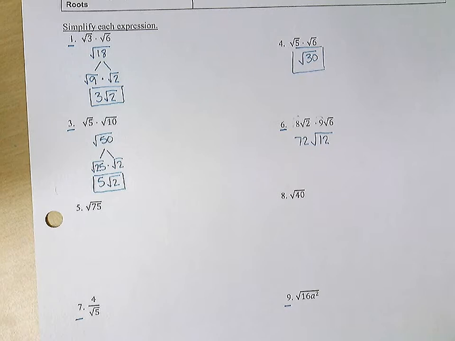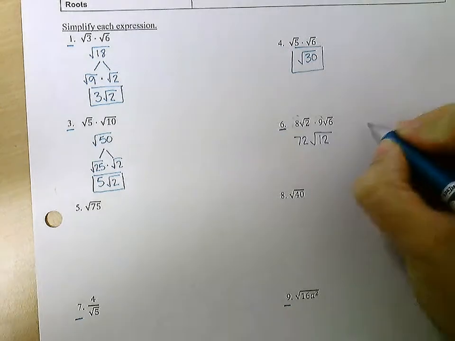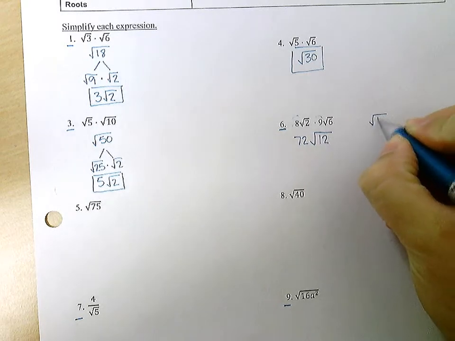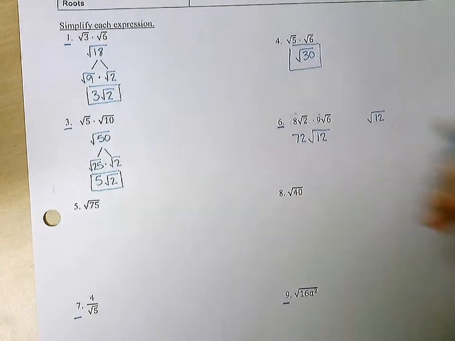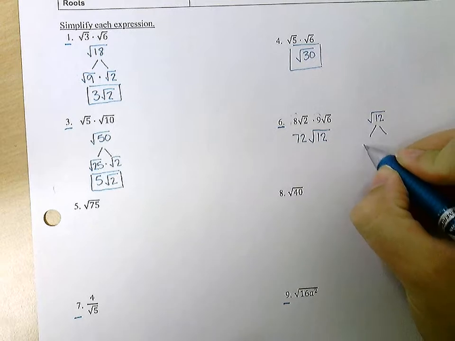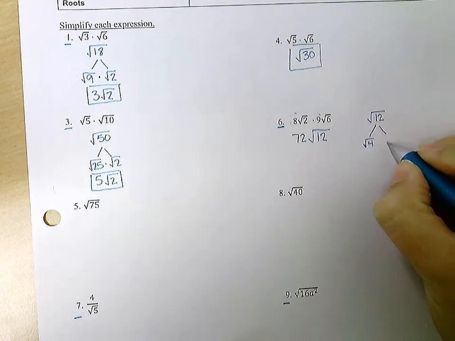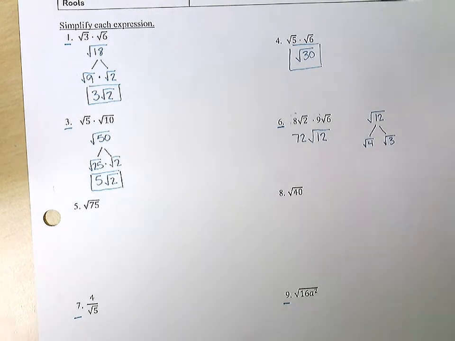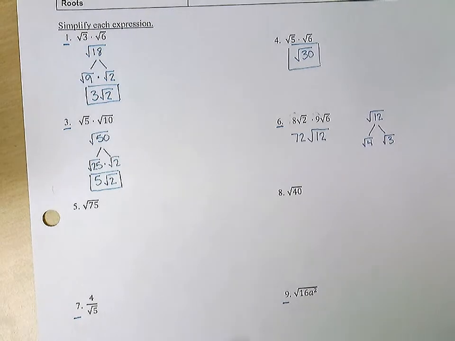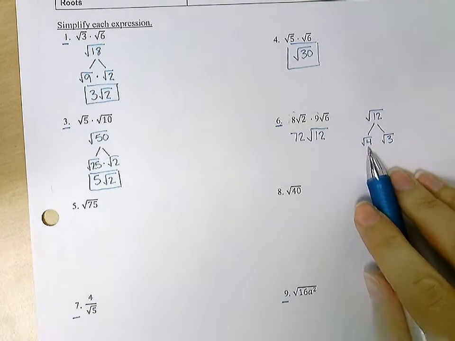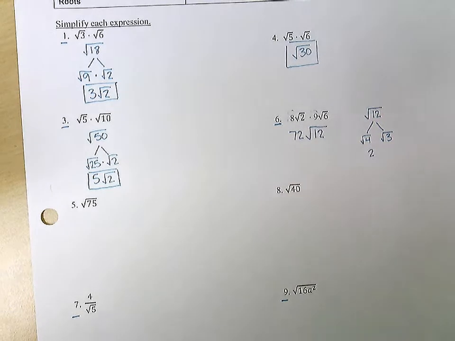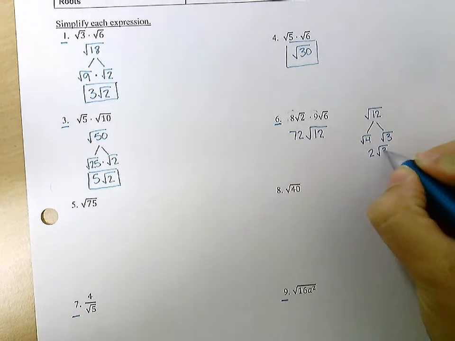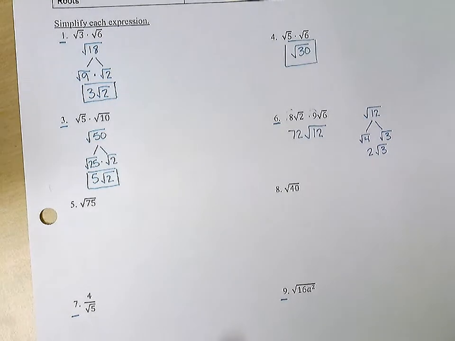Now can I simplify the square root of 12? Yes, I can. So I'm going to do that off to the side right here. I have the square root of 12. That can split into the square root of 4 times the square root of 3. I can take the square root of 4. That's 2. And again, I have that remaining square root of 3.